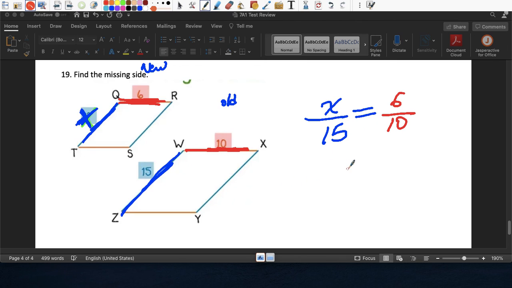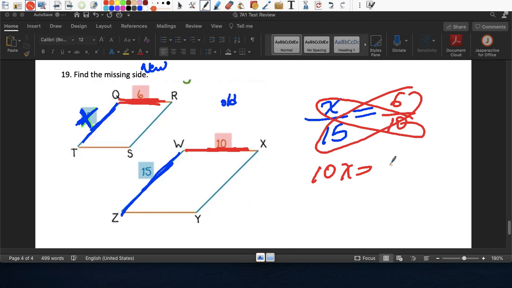There's our proportion. Cross multiply. 10x. 15 times 6 is 90. Divide by 10. Divide by 10. X equals 9. Okay. Yep, that's about it.